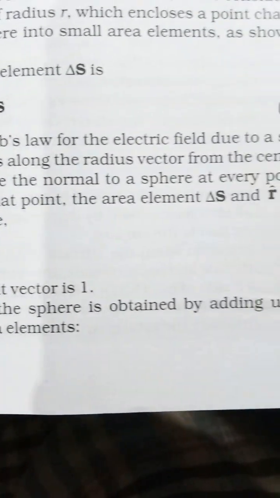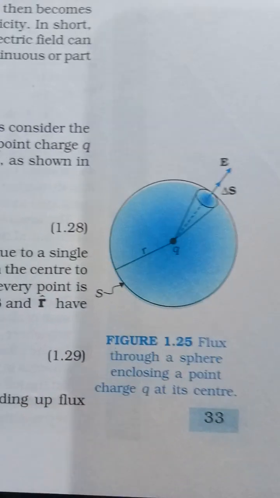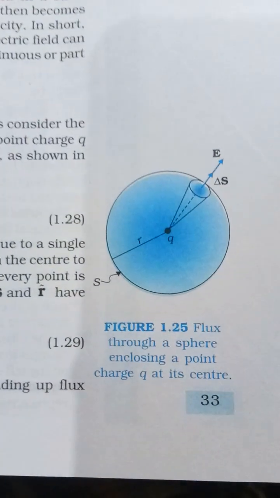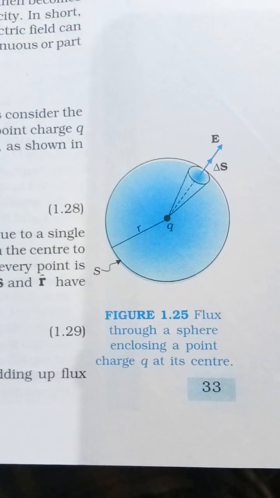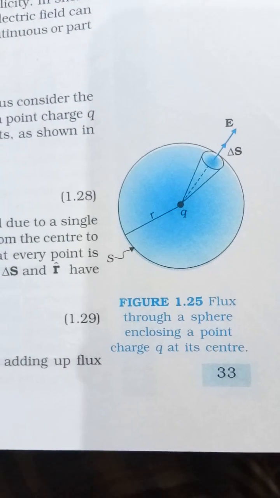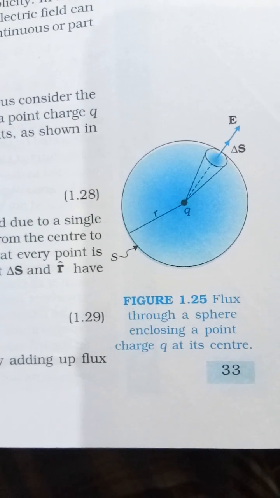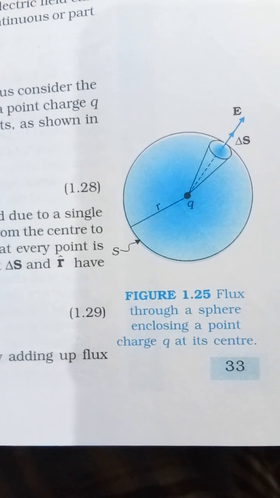The total flux through the sphere is obtained by adding up the flux through all the different area elements. Here is the figure, which will provide you lots of information regarding what I am asking. I am asking regarding electric charges and fields, and when you study this chapter, Gauss's law will be very important for your understanding.